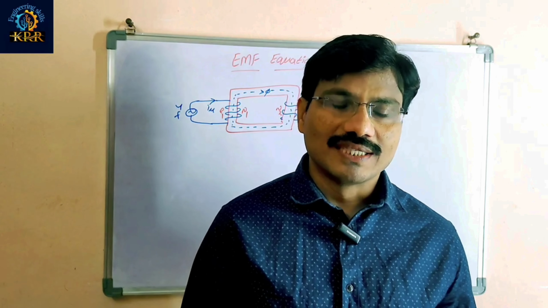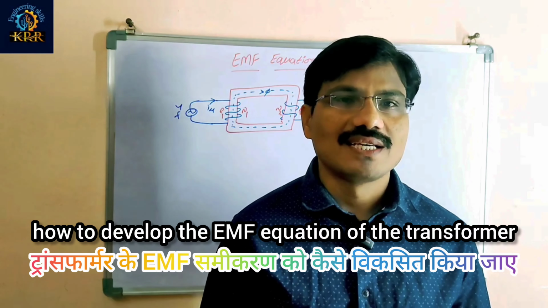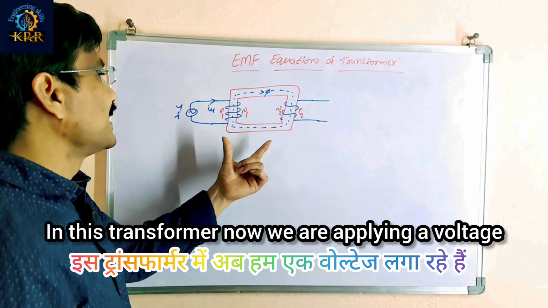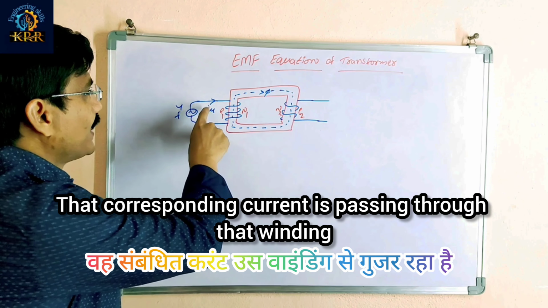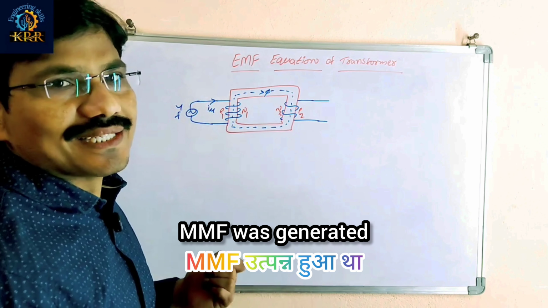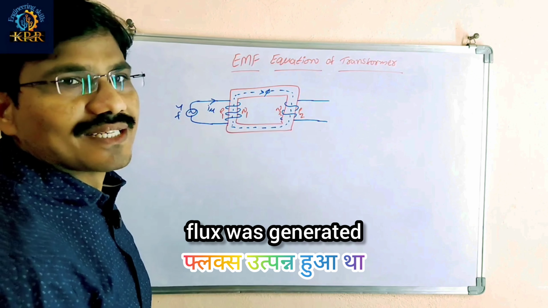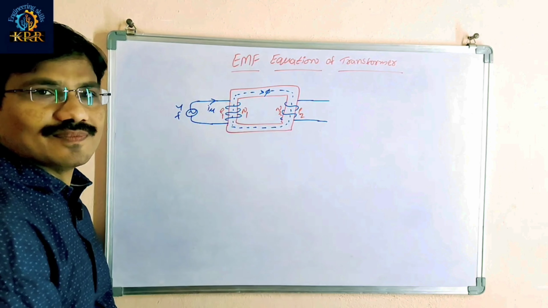Hello friends, in this video we are going to see how to develop the EMF equation of the transformer. This is a single phase transformer. In this transformer, we are applying a voltage and frequency. The corresponding current passes through the winding, MMF is generated, and that MMF passes through the winding. Flux is generated, and with the help of the turns, an EMF is generated. That EMF is called E1.